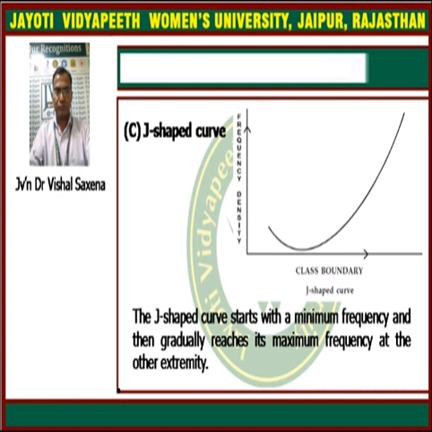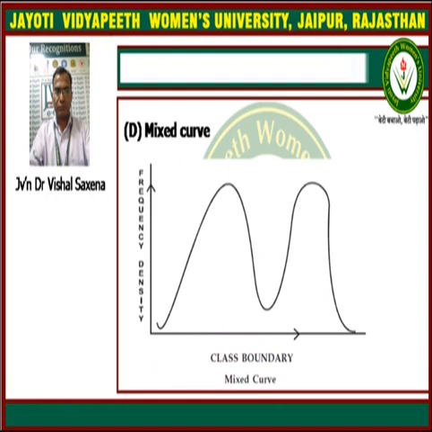Next, the fourth type of frequency curve is called the mixed curve. We can observe in this mixed curve, the figure shows everything there. Here the curve is drawn for the class boundary, meaning the class interval, and the frequency density.